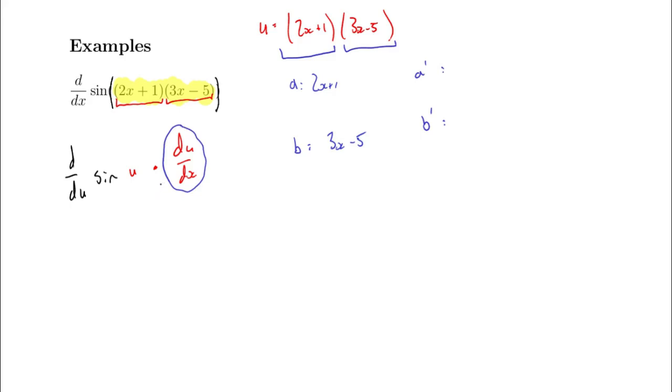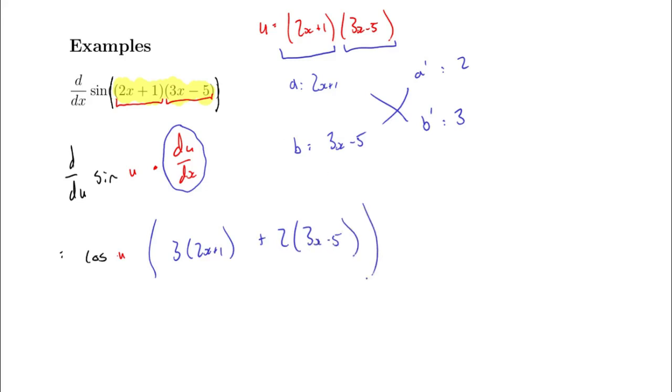If you want to pause this and see if you can finish this stuff out, go ahead and try it. Otherwise, let's keep going. Okay, a prime is 2, b prime is 3. That part's not hard. And now for the product rule, we don't really have to worry about order here, right? So this is cosine of u times, I'm going to write all this stuff out. That's 3 times 2x plus 1 plus 2 times 3x minus 5, right?